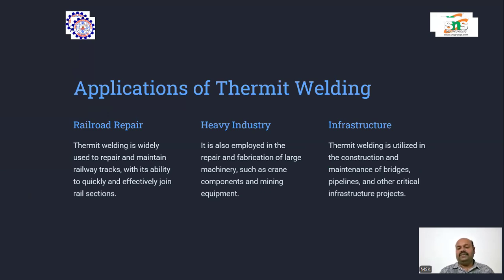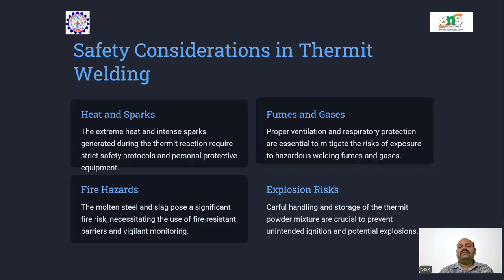So we have certain safety considerations in thermit welding, and these are the four things to be taken care of, because the hot molten metal is at a temperature of more than 2600 degrees centigrade, and it can affect the man who is working without proper safety conditions. So heat and sparks, fumes and gases, explosion risks, fire hazards. These are the four safety considerations in the thermit welding process.